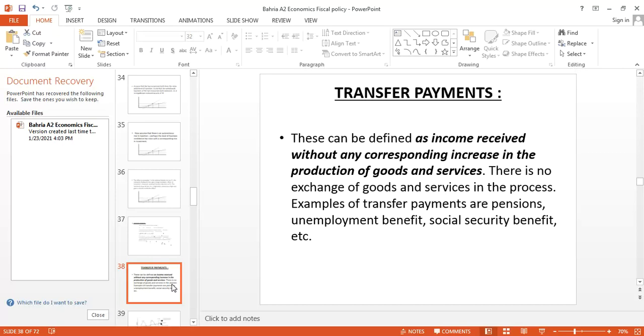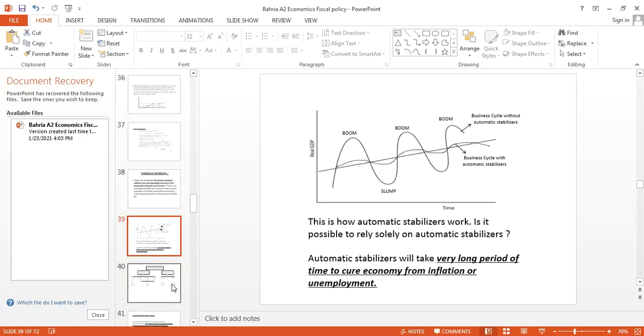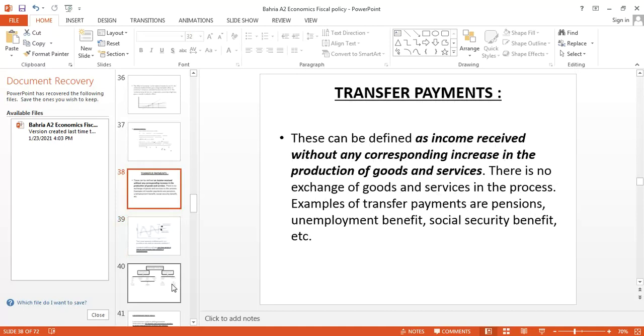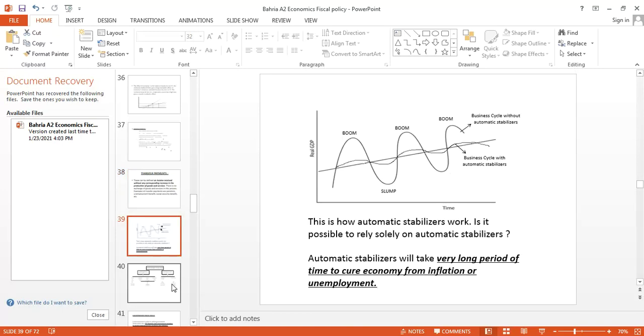But do just keep one thing in mind, that transfer payments are also a way of increasing injections. Transfer payments simply means that the government transfers money from one person to another person without any increase in output. But this also becomes subject to the automatic stabilizers, and its impact is also dampened by automatic stabilizers. But do keep in mind that automatic stabilizers take a long period of time to have an impact on the economy.